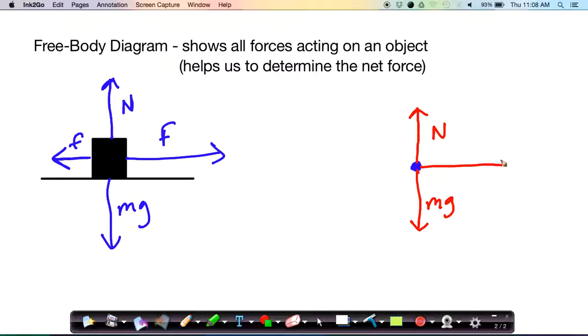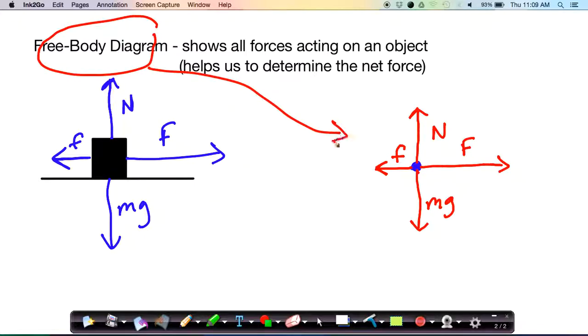Horizontally, we have our applied force, so we're pushing on the box to the right, and we have the frictional force opposing the motion of the box to the left. So this is our free body diagram for the box on the surface. Based off of this diagram, I can write an equation for the net force on the box.